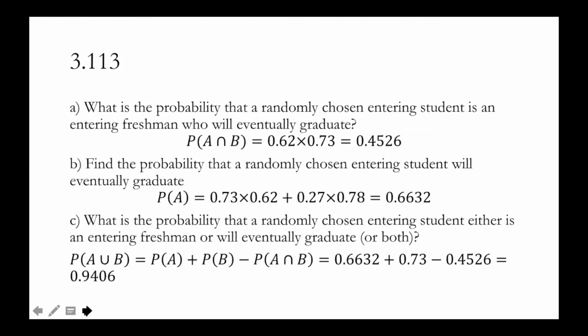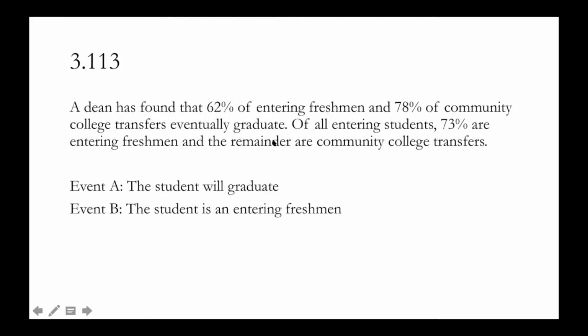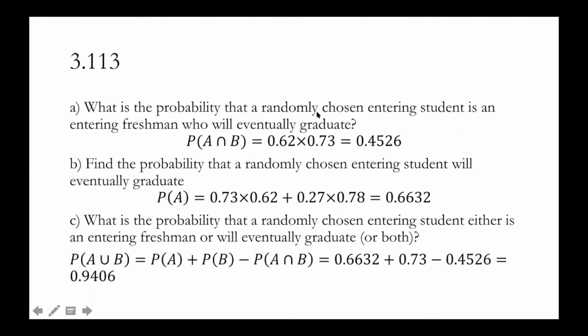What is the probability that a randomly chosen entering student is an entering freshman who will eventually graduate? Then I take the intersection of these two events. It's both a randomly chosen entering student, this event B, and the student will graduate. So the intersection between the two events will be the multiplication of the two probabilities. So it will be approximately 45%.